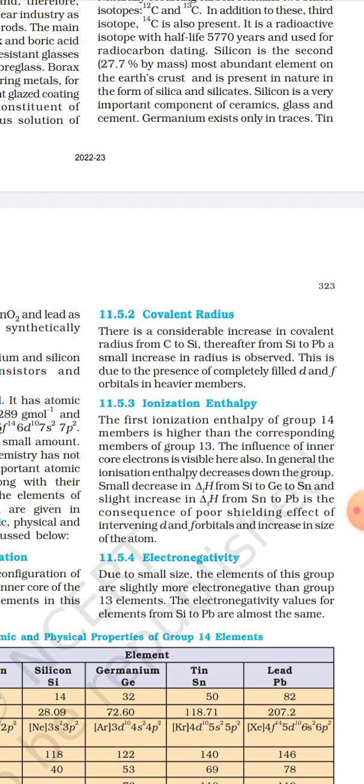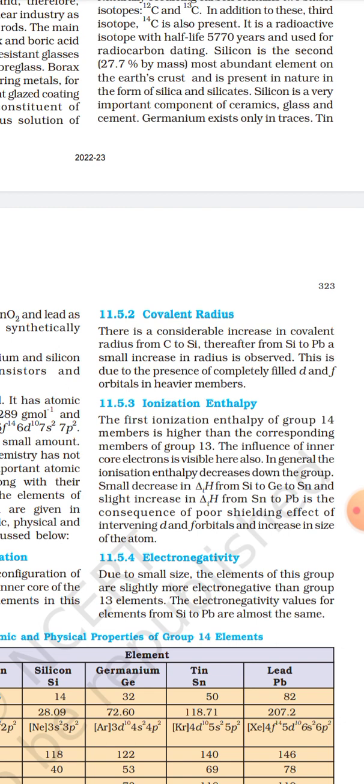Ionization enthalpy. The first ionization enthalpy of group 14 members is higher than the corresponding member of group 13. The influence of inner core electrons is visible here also. In general, the ionization enthalpy decreases down the group. A small decrease from silicon to germanium to tin and a slight increase from tin to lead is the consequence of poor shielding effect in the intervening d and f orbitals and increase in the size of the atom.